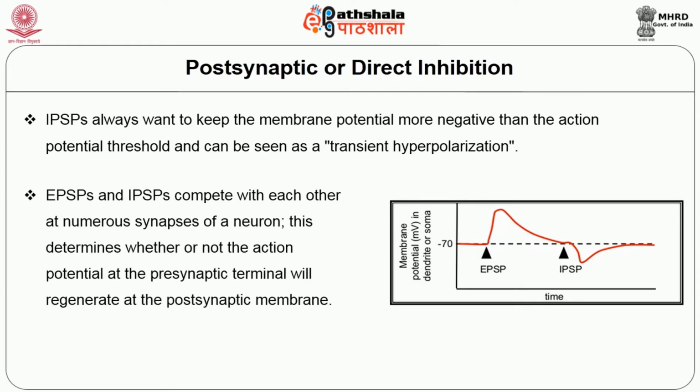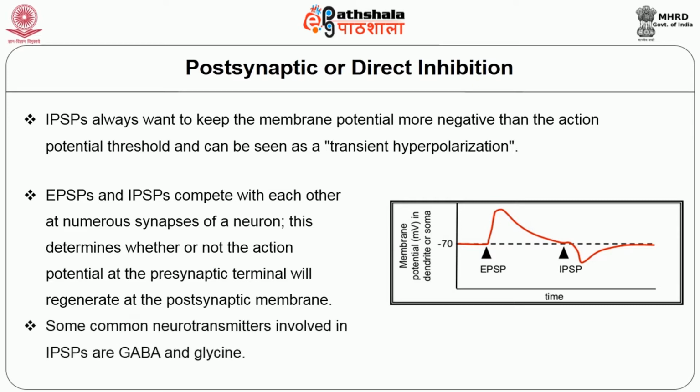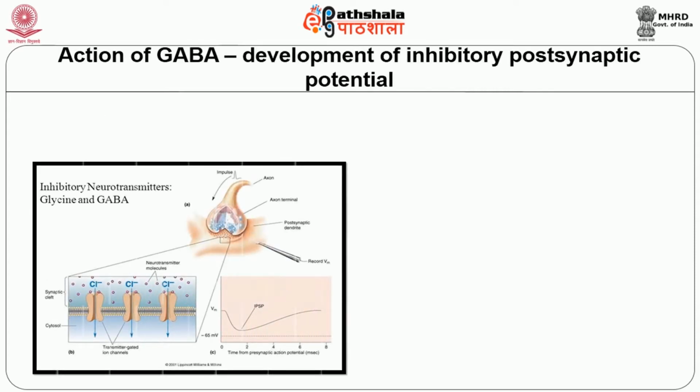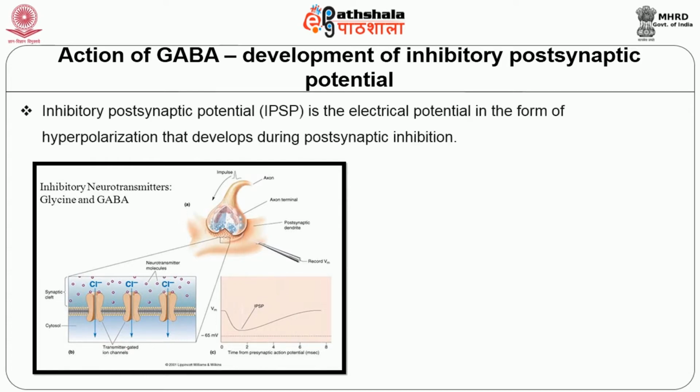EPSPs and iPSPs compete with each other at numerous synapses of a neuron. This determines whether or not the action potential at the presynaptic terminal will regenerate at the postsynaptic membrane. Some common neurotransmitters involved in iPSPs are GABA and glycine. So, what is the action of GABA in the development of inhibitory postsynaptic potential? This iPSP is the electrical potential in the form of hyperpolarization that develops during postsynaptic inhibition.